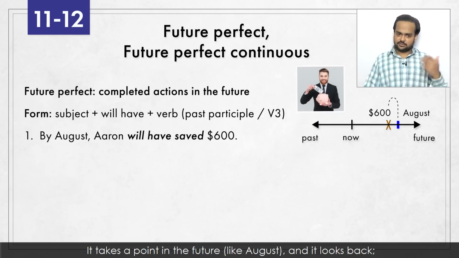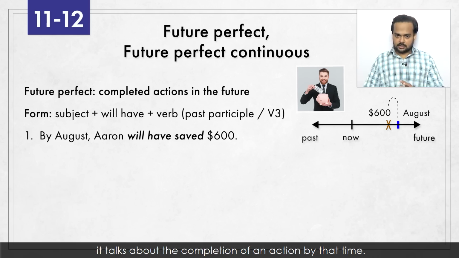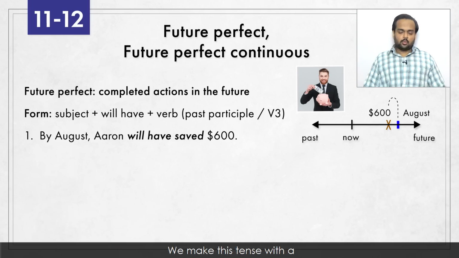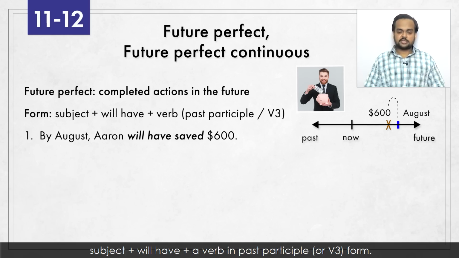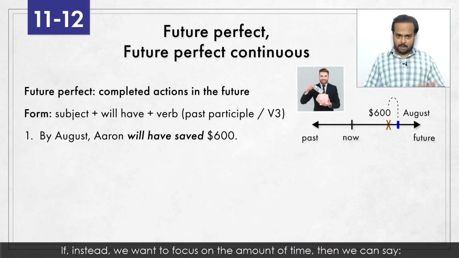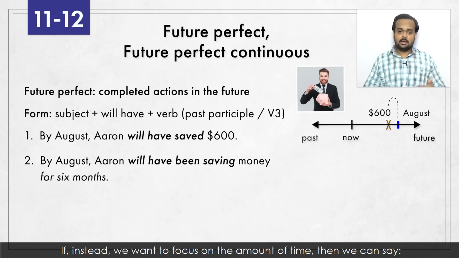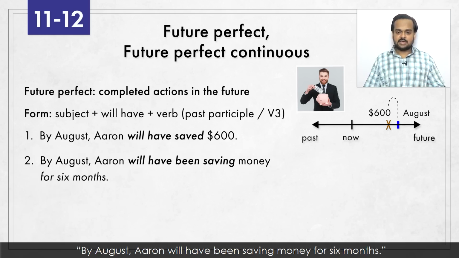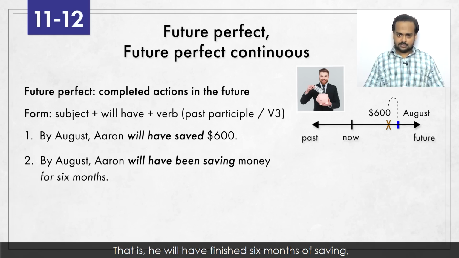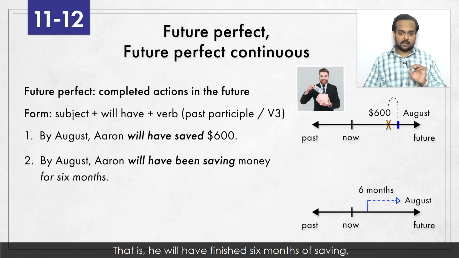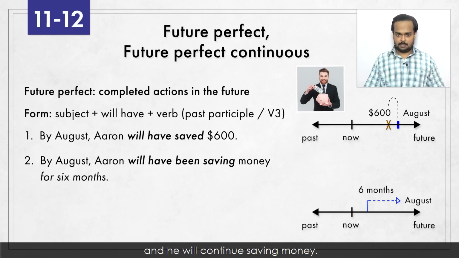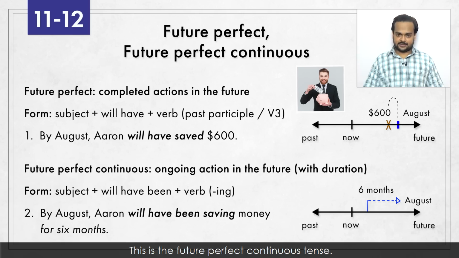It takes a point in the future, like August, and it looks back. It talks about the completion of an action by that time. We make this tense with a subject plus will have plus a verb in past participle or V3 form. Now in this sentence, the focus is on the money. If instead we want to focus on the amount of time, then we can say, by August, Aaron will have been saving money for 6 months. That is, he will have finished 6 months of saving and he will continue saving money. This is the future perfect continuous tense.